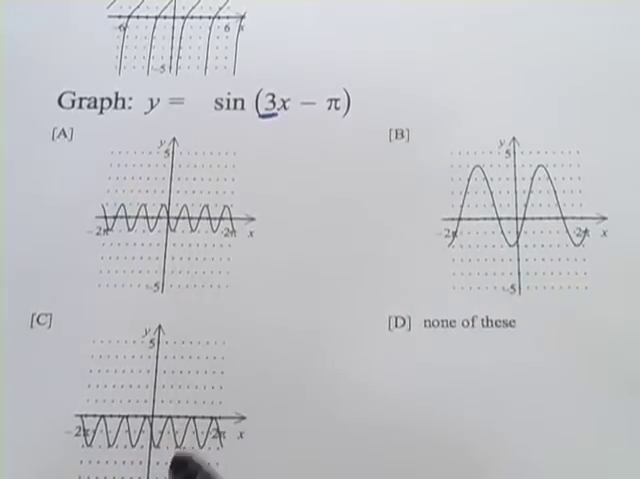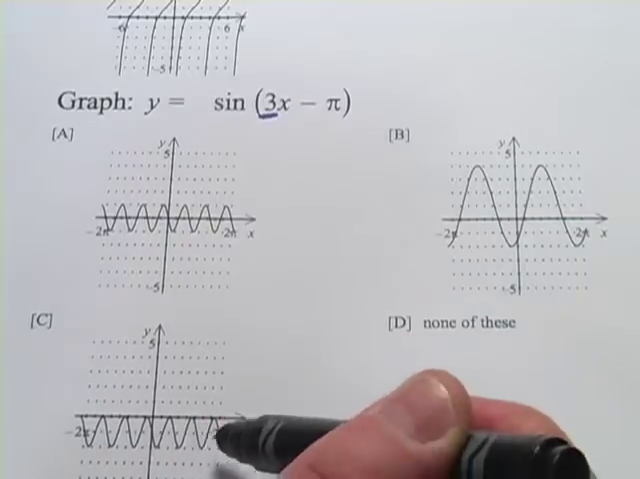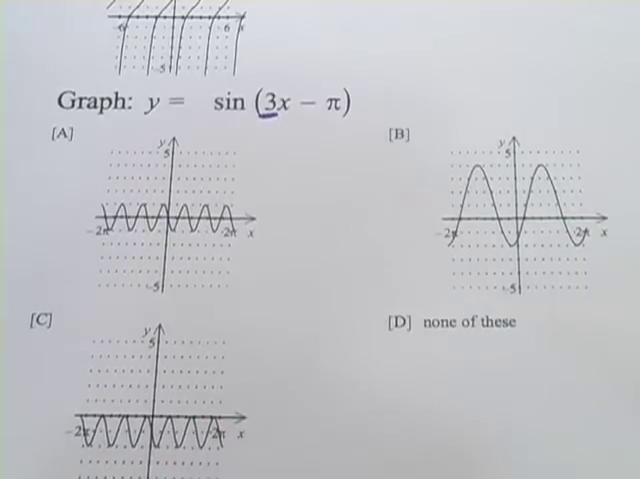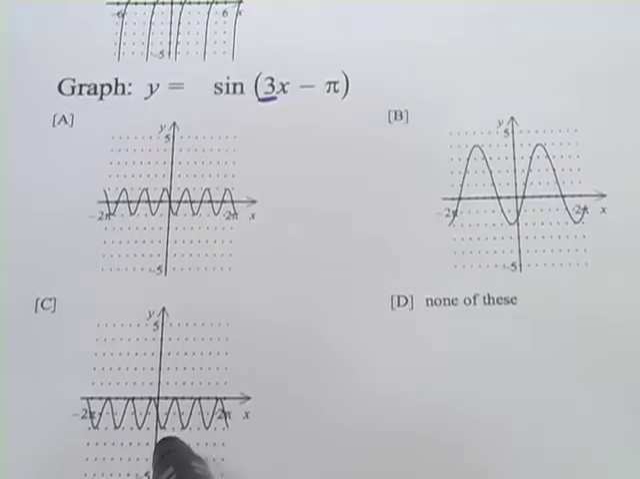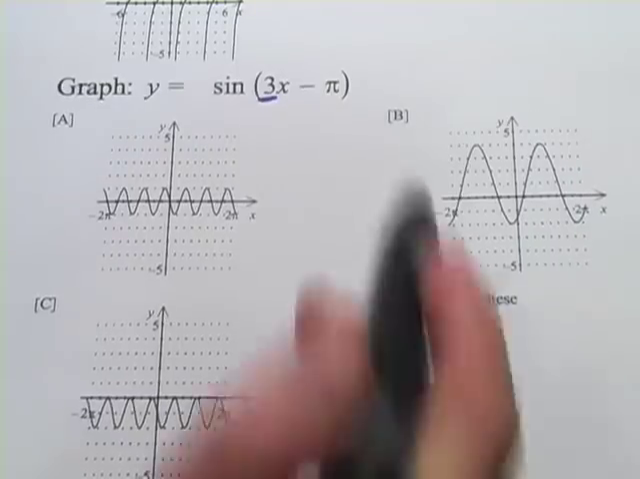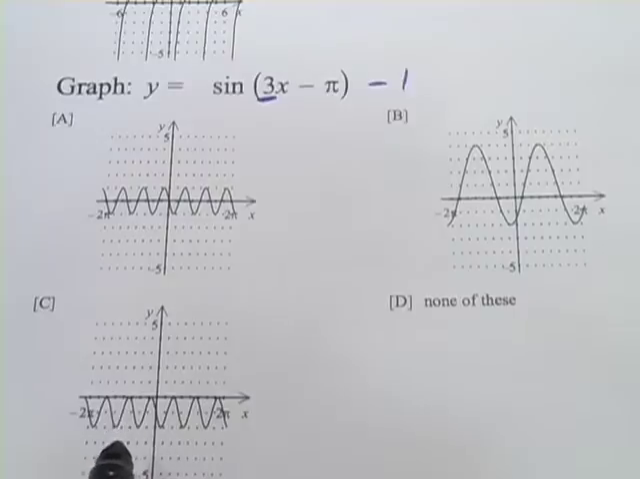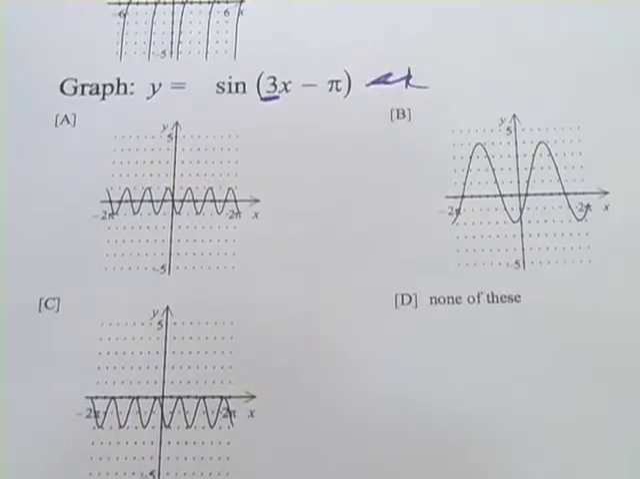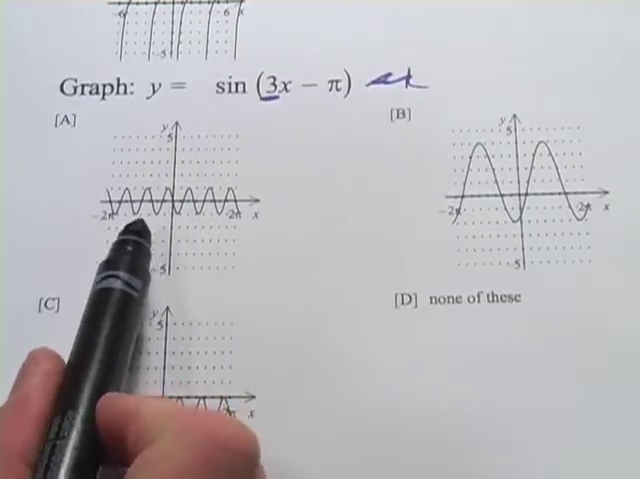On A and C, well, it looks like the amplitude is 1 for both of those, although this one's been shifted down below the x-axis. And that would happen if you were to subtract 1 outside of the parentheses, but that's not there, so it's not going to be C. So it could be either A or D.